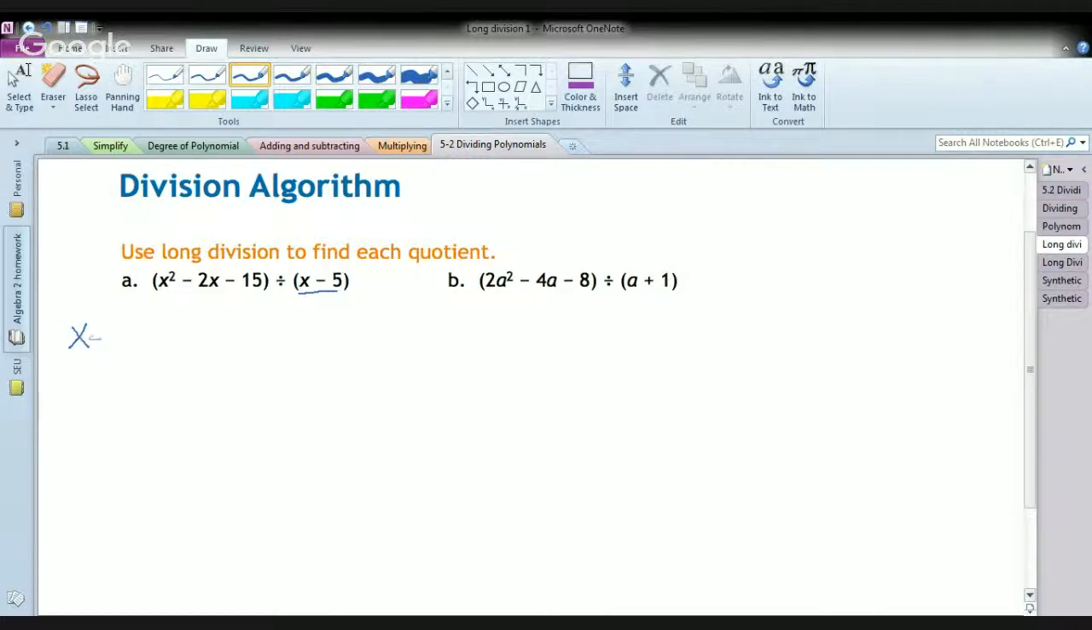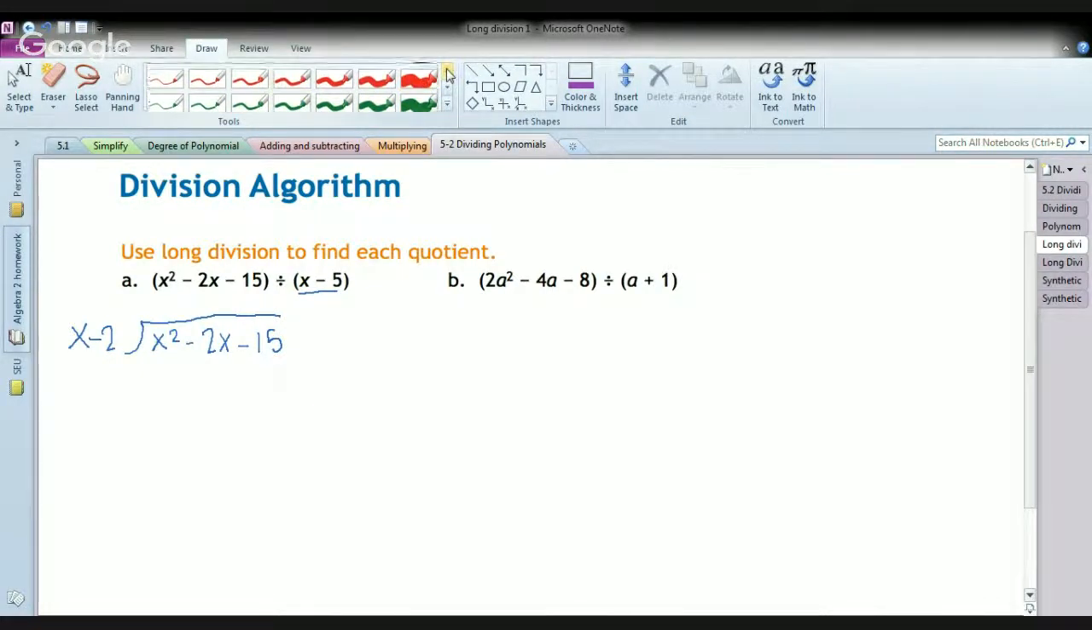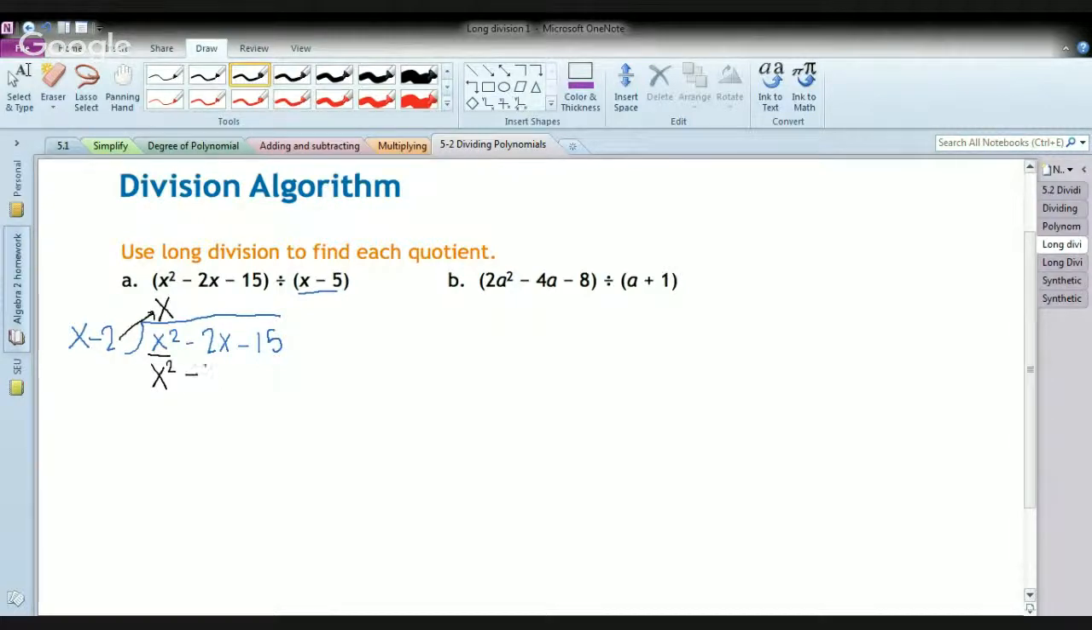This is going to look just like it did when you were probably in elementary school, where we have the long division symbol. This process is not too difficult. The math behind it really is just adding, subtracting, and multiplying. So we start by asking ourselves the question, x times what is going to give me x squared? So x times x gives me x squared. Then negative 2 times the x is going to give me negative 2x.